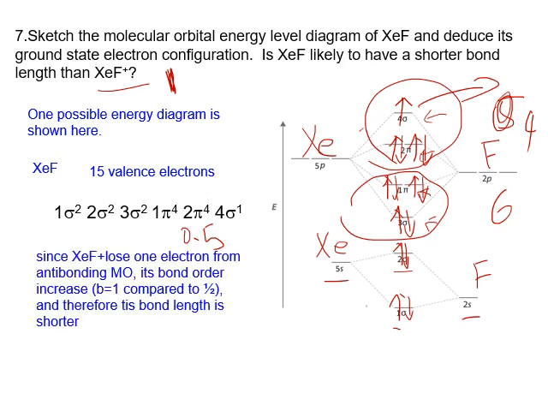Okay, so when the bond is stronger, the length becomes shorter. All right, so therefore the xenon fluoride cation has a higher bond order, and therefore its bond length is shorter.